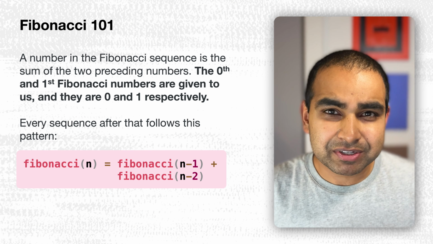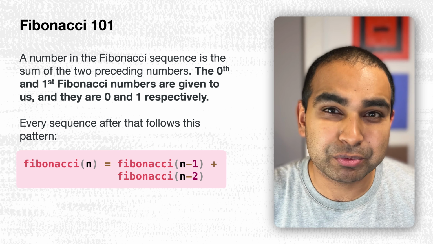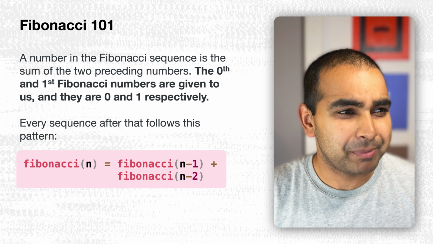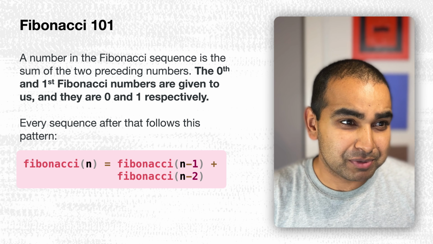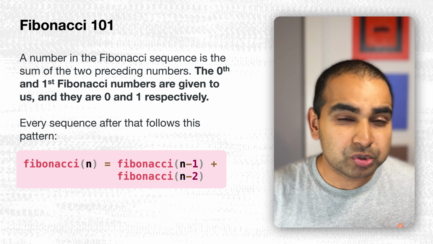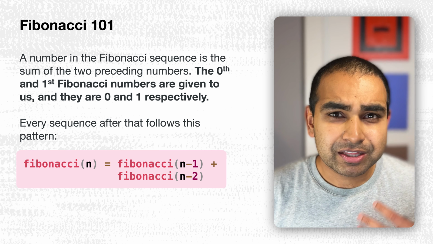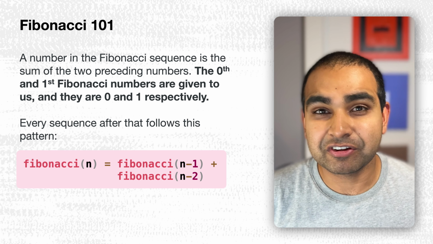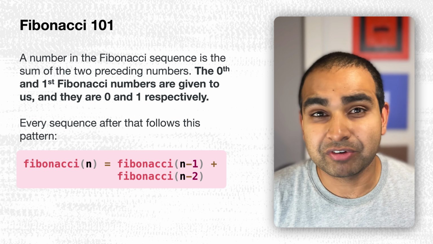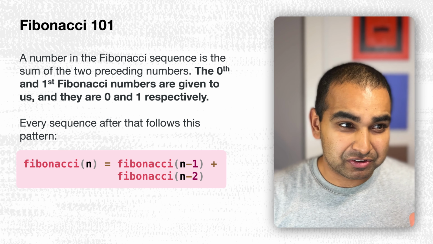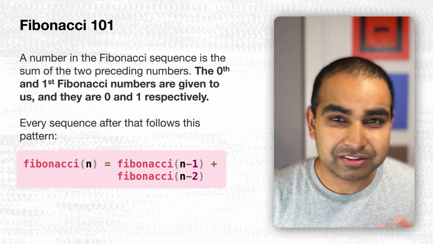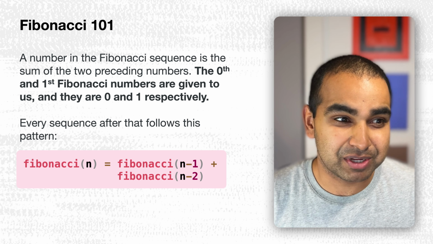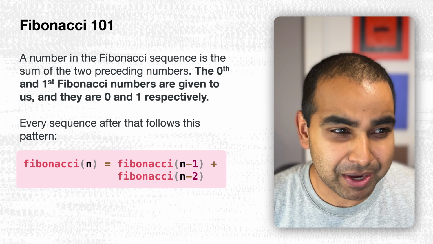So let's start at the very top. Let's look at the very boring definition of how we will see Fibonacci presented, and then we'll look at some examples to help make this definition make sense. So a number in the Fibonacci sequence is a sum of the two preceding numbers, and the way this is all kicked off is that we're given the 0th and the first Fibonacci number, and they're 0 and 1 respectively. And every number after that follows this pattern, where the Fibonacci number is a sum of the two preceding numbers, which in this case is Fibonacci n-1 and Fibonacci n-2.